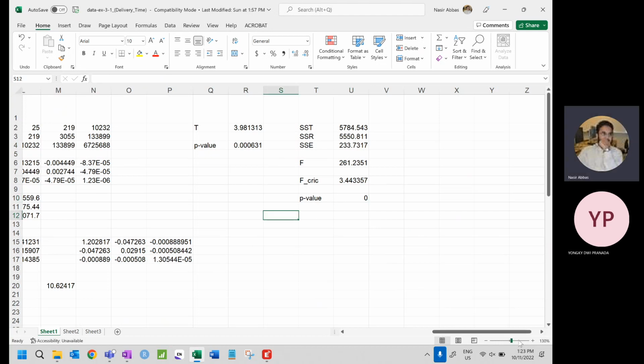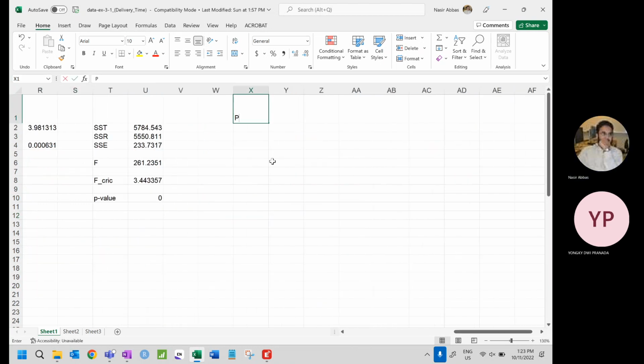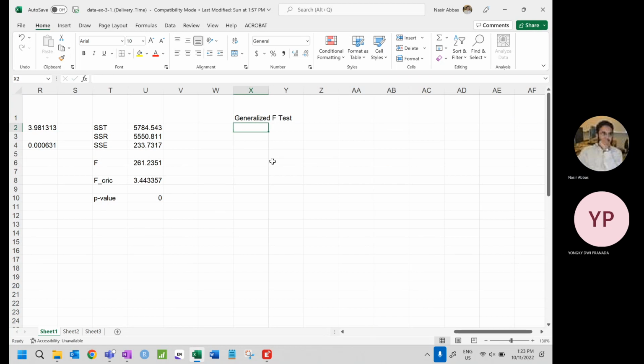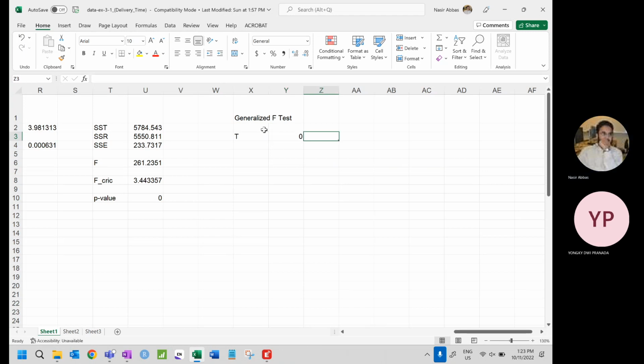So let us do the partial f-test here. No, not the partial f-test. Generalized f-test. The first thing I'm going to do is write the T matrix. The T matrix is 0, 0, 1. Correct? And then I write the C vector. C vector has just 1 row, 1 column, which is 0. Once I wrote it, I'll just put everything in.